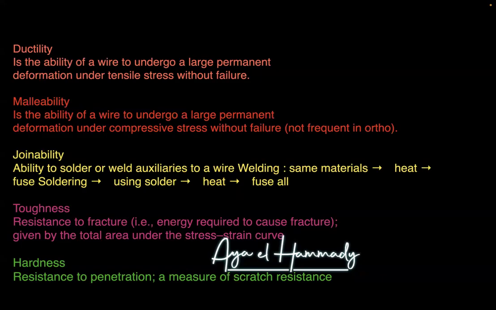But what is malleability? This is still the ability of the wire to go through permanent deformation under compression stress without failure. And this is when two opposite forces act towards each other. And joinability here is the ability to weld or solder the wire and make it fuse as one part.